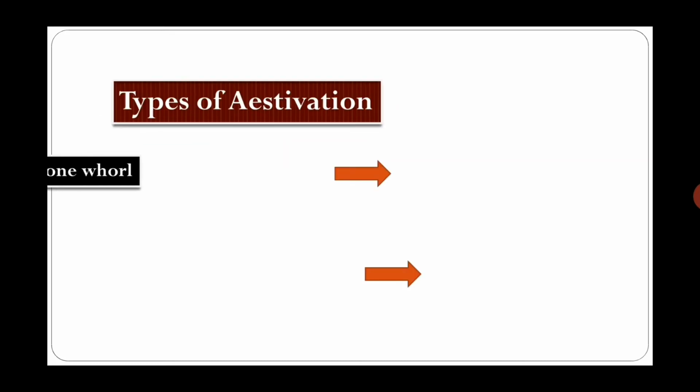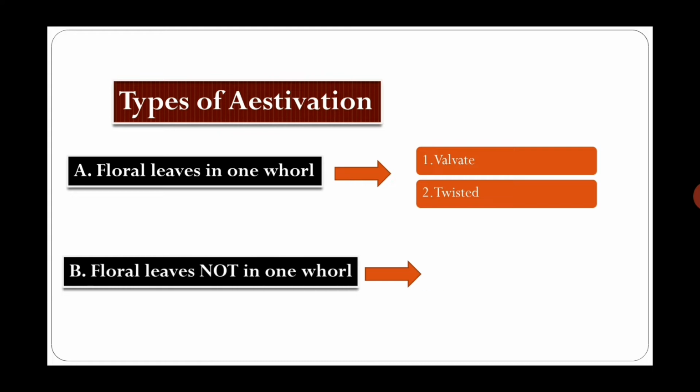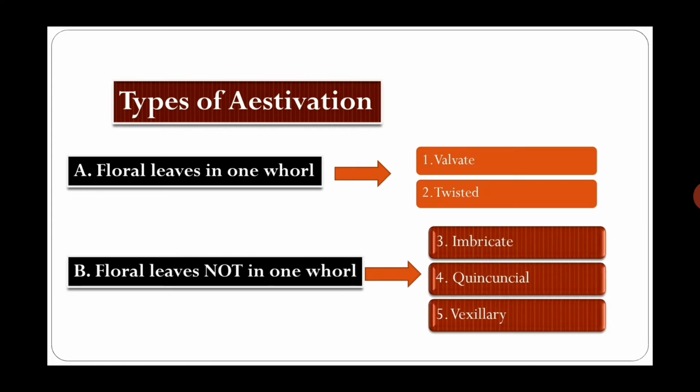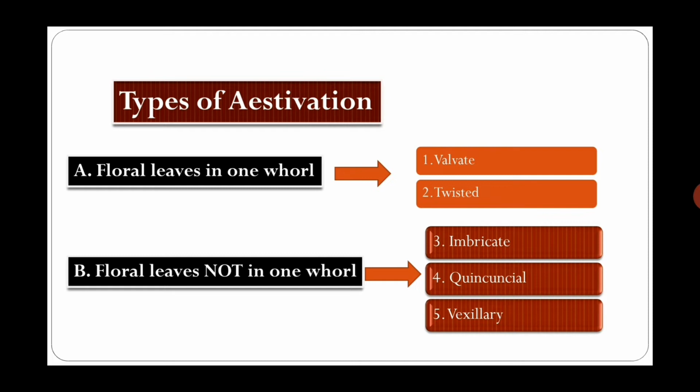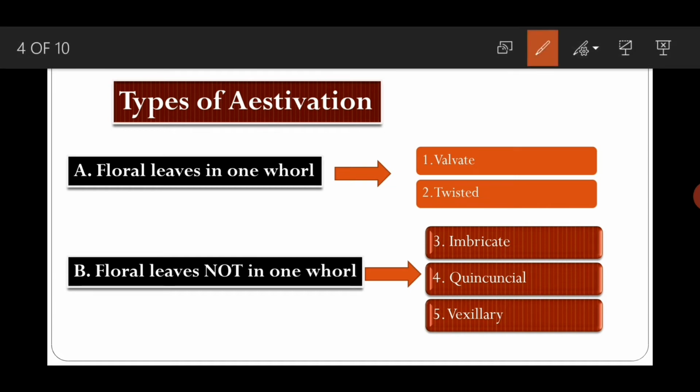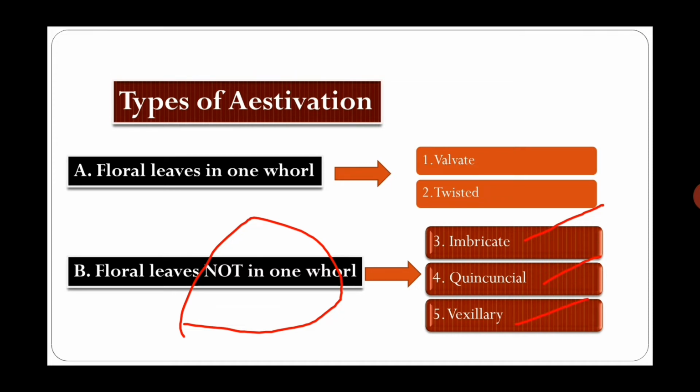So, what are the types of estivation that we shall study? Types of estivation are divided into two categories. The first category is floral leaves in one whorl. It has two types, that is valvate estivation and twisted estivation. And the second category is floral leaves not in one whorl. It has three types of estivation, that is imbricate estivation, quincuncial estivation and vexillary estivation. So let us study one by one.